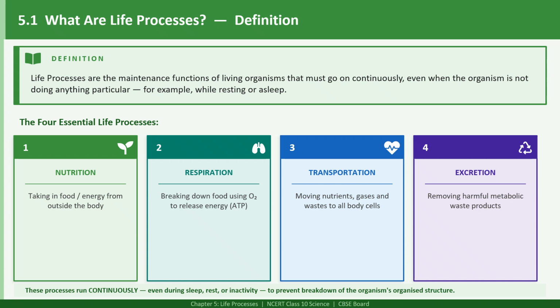The next process is respiration, which is nothing but releasing energy. Respiration is the process by which food is broken down using oxygen to release energy. Simply, we can say it is oxidation of food. Some examples: while running, breathing becomes faster to supply more oxygen. Have you observed this? Climbing stairs also causes heavy breathing due to increased energy demand. Even during sleep, respiration continues to supply energy. This energy is required for all life activities.